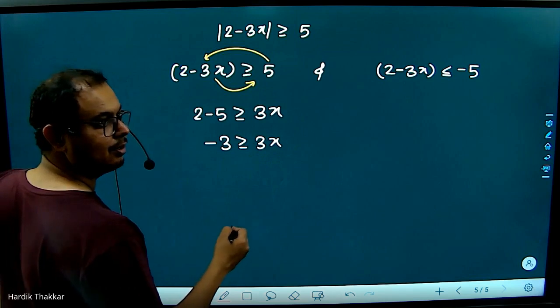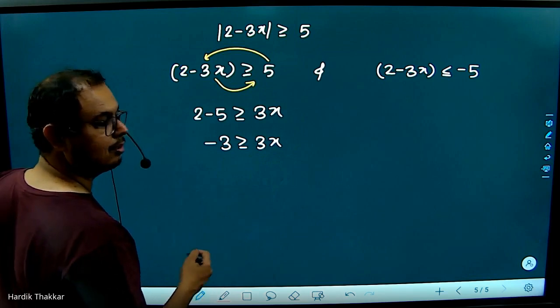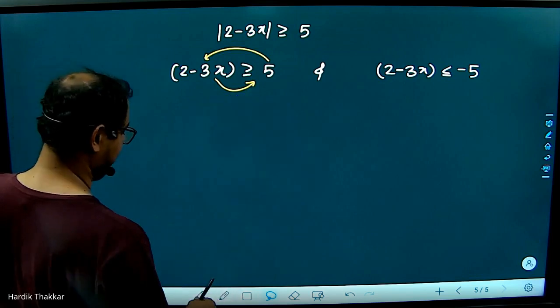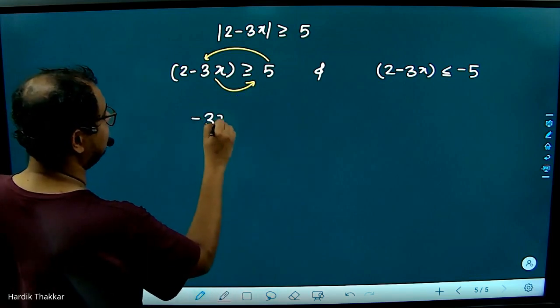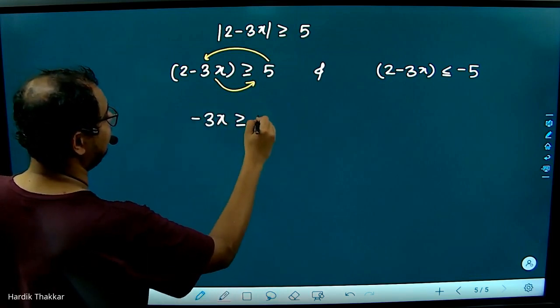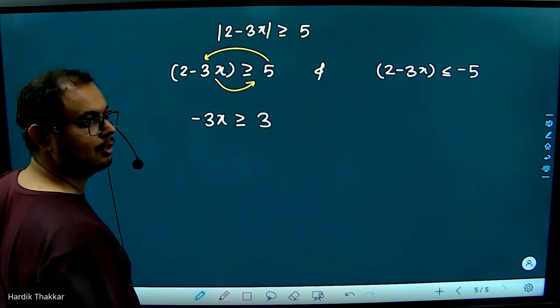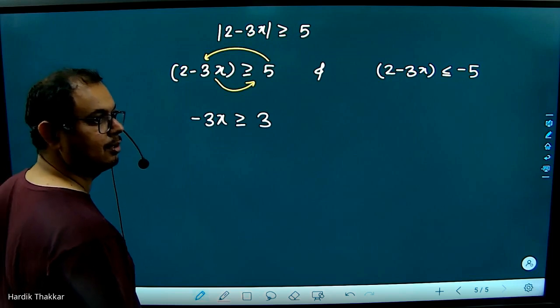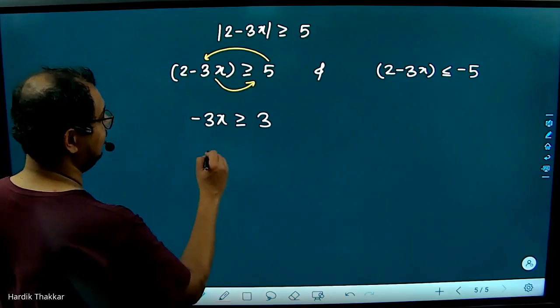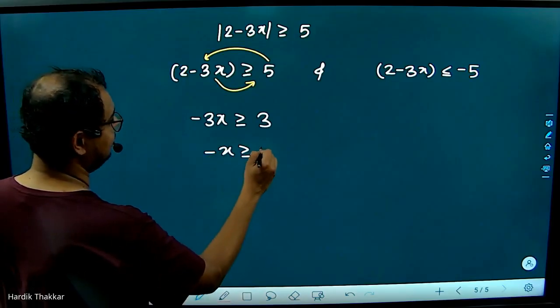So you have taken 3x to the other side, and I have left it on the LHS only. Okay, no problem. If you have considered it like this, so minus 3x is greater than or equal to, you are getting 3 like this. Okay. Yes, sir. Further, minus x is greater than or equal to 1.